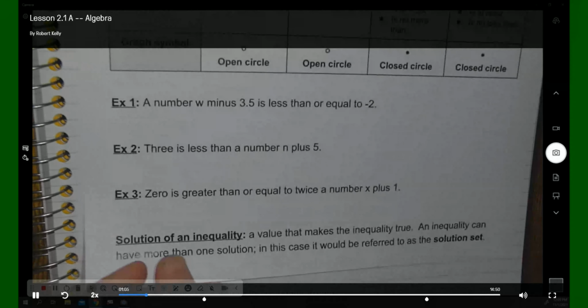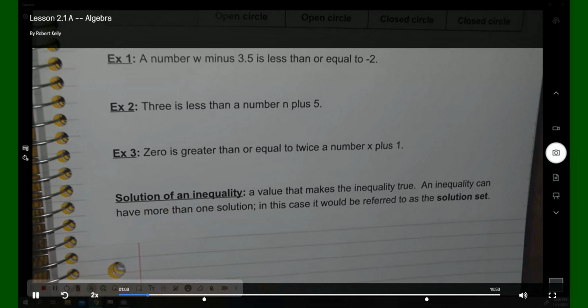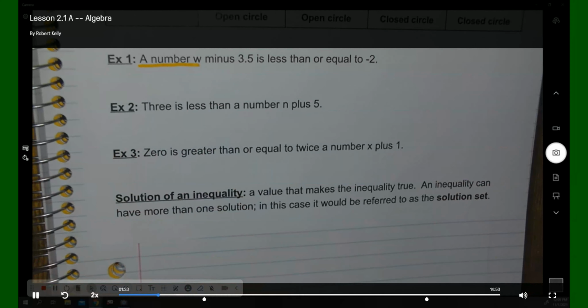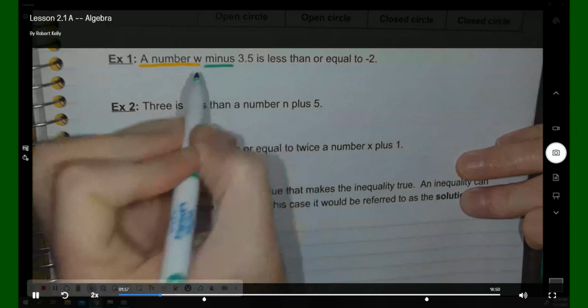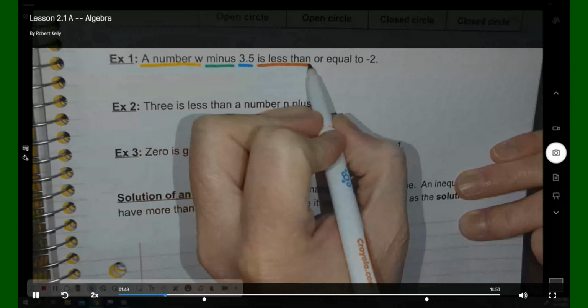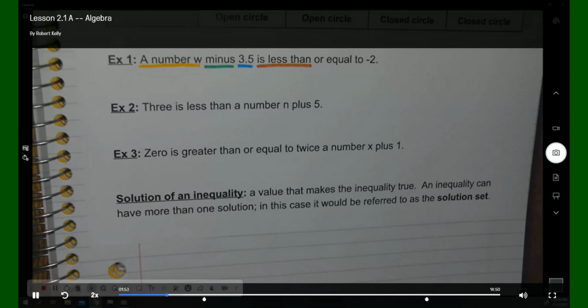Okay. So first we're going to look at example 1. And in example 1, we're actually going to do 1, 2, and 3. We're going to be taking the phrase and writing an inequality to match the phrase. So we have a number W minus 3.5 is less than or equal to negative 2. When I see the phrase a number, remember that reminds me of a variable. In this case, they actually gave us the variable they wanted us to use. Minus tells us we're using subtraction. 3.5 is an important number. Is less than is a signal that we're using an inequality. If you just saw the phrase less than, then it could mean subtraction, but is less than is that signal that we're using an inequality.